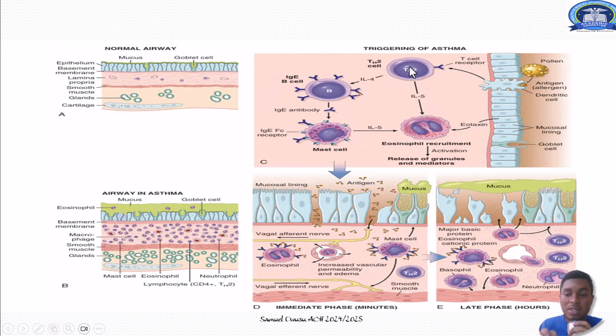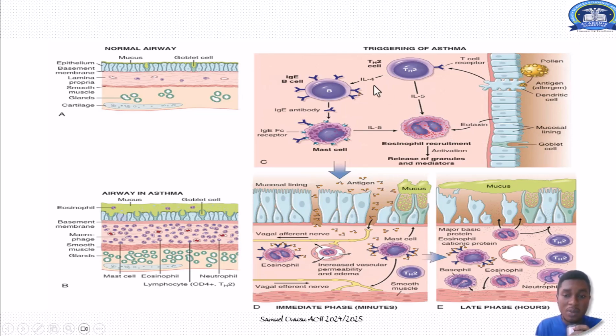Now the Th2 cell will produce some mediators: interleukin 4, interleukin 5, and interleukin 13. Interleukin 4 and interleukin 13 lead to the activation and production of antibodies, and these are the IgE antibodies. The IL-5 will lead to eosinophil recruitment and activation. So we are looking at eosinophil activation here.